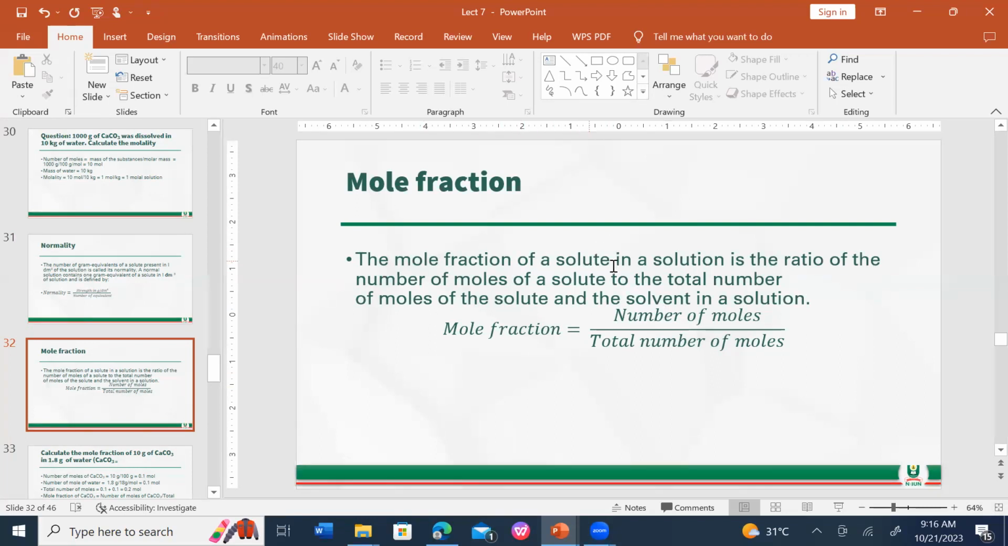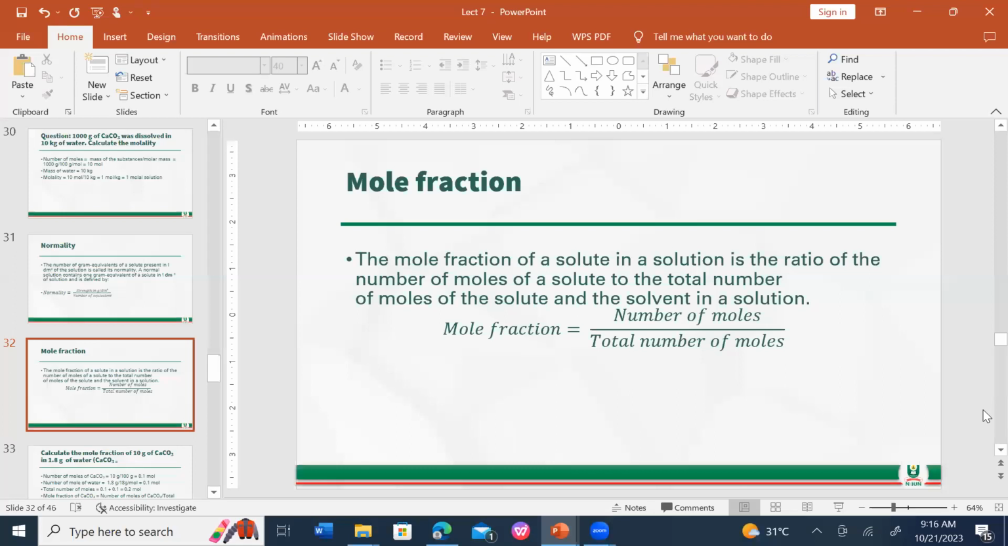So the mole fraction of a solute in a solution is the ratio of the number of moles of the solute to the total moles of the solute and the solvent in the solution.